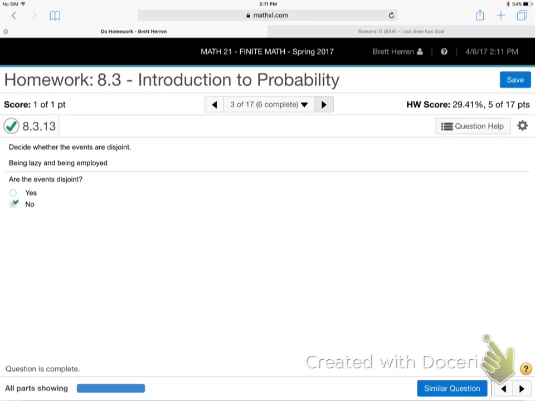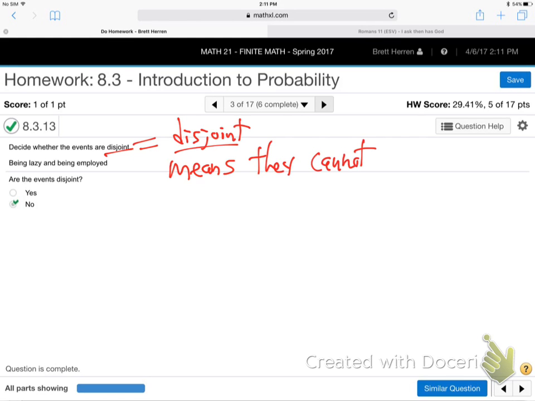All right, decide whether the events are disjoint. What is disjoint? Disjoint means, if things are disjoint, it means they cannot both happen. They cannot both happen at the same time. They cannot both happen at the same time. They're disjoint.